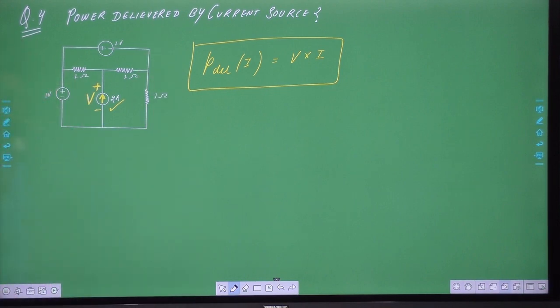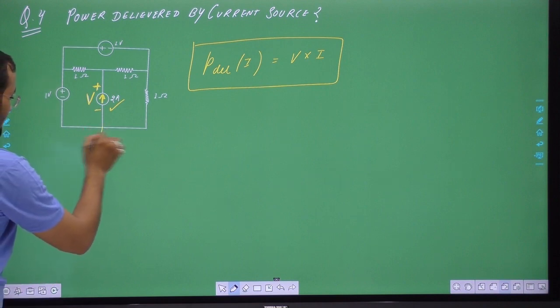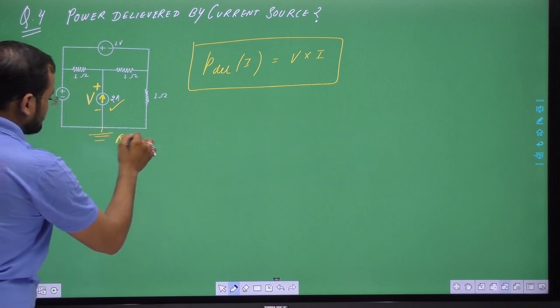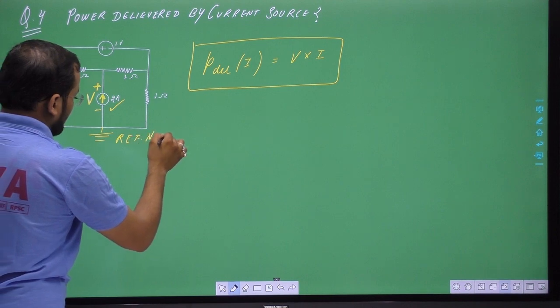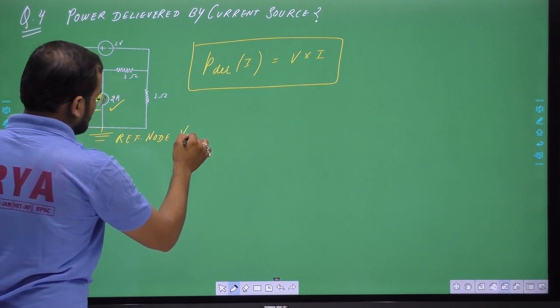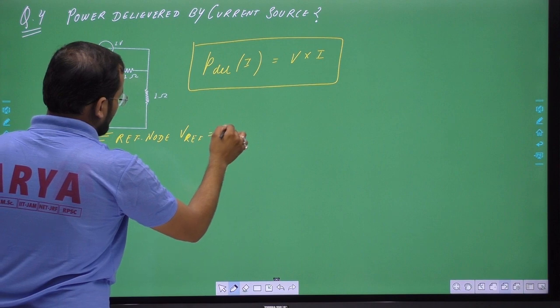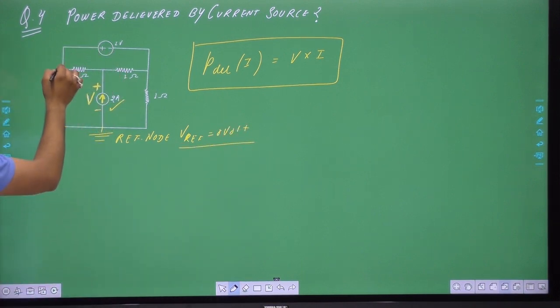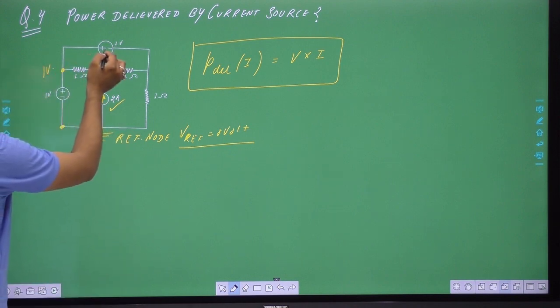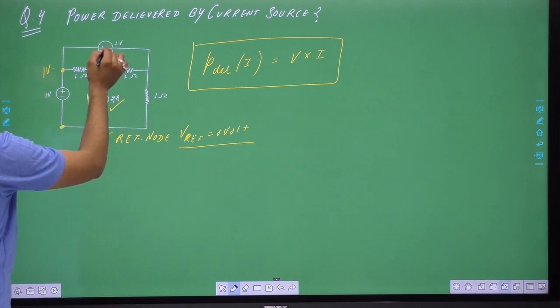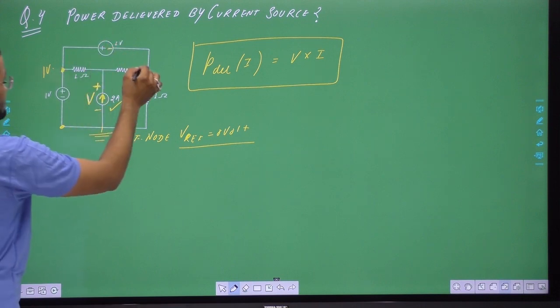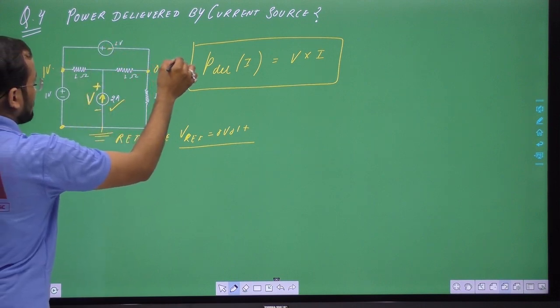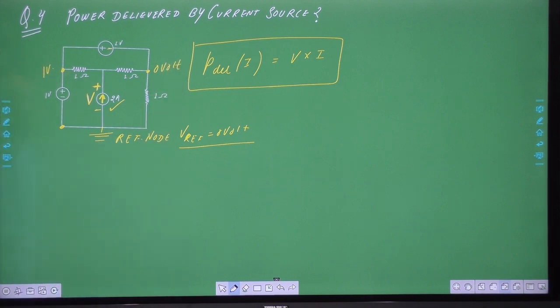We already know the value of current I, which is equal to 2 ampere. So what will we do here? We take the reference node and assign it the value 0 volt. With respect to 0 volt, the value here is 1 volt, and with respect to that 1 volt, as we are leaving from the negative sign, 1 minus 1, we will have the value 0 volt here.